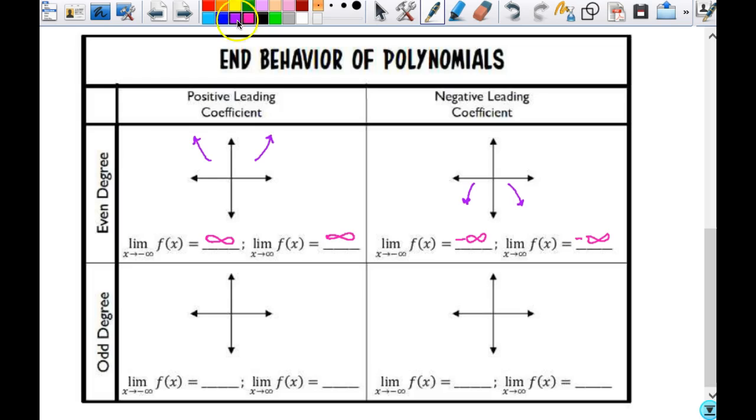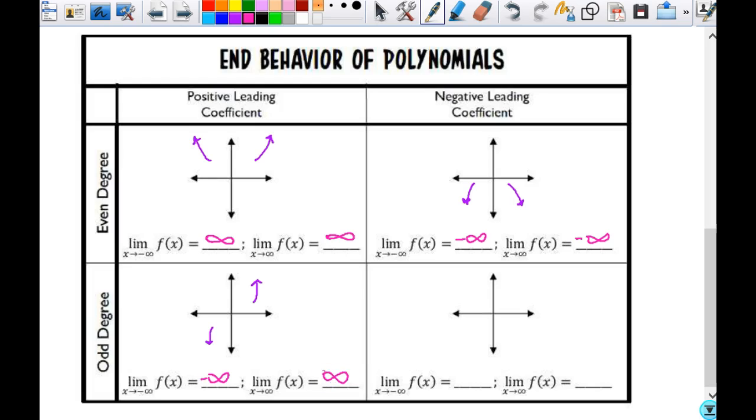All right, so it would look like this, right? Because we don't know what's going on in between. Just like that. So the limit of f of x as x approaches negative infinity is negative infinity. The limit of f of x as x approaches infinity is infinity.